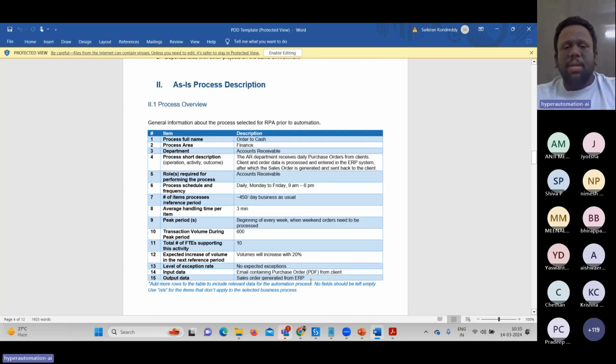So this is what you can see in the PDD. What is the process name? What is the process area? What is the department? So a small description of the particular process. So what is the access required for your automations and all?